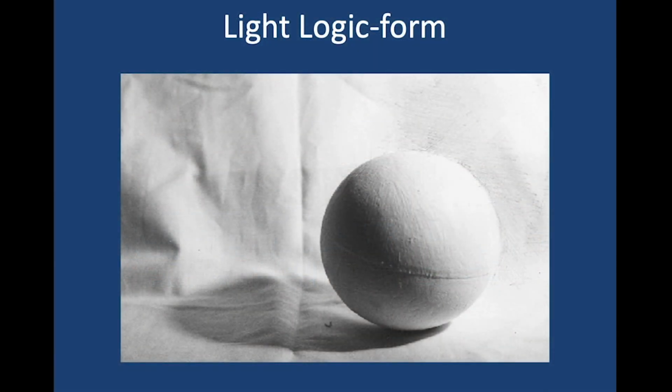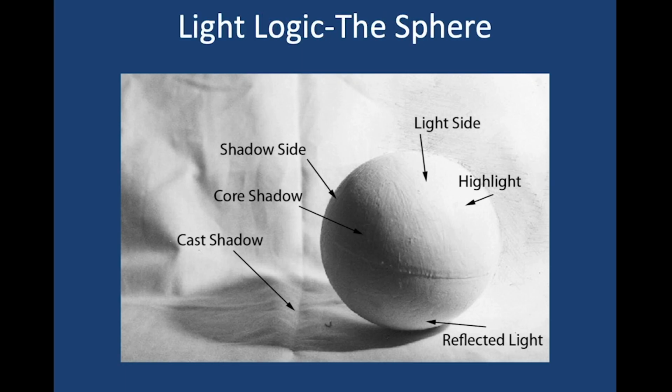The component parts of light logic are most clearly observed with the sphere. Here we can see the subtlety of light playing across the form. Most essentially, we have a light side and a shadow side to our sphere, but there's no hard edge defining the way the shadow wraps around the ball. Within the light side, there is a highlight, the brightest spot, which will be angled towards the light bulb or light source. Gradually, this light side transitions into the shadow side of the form.